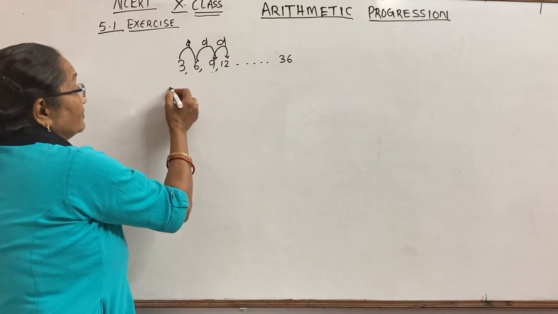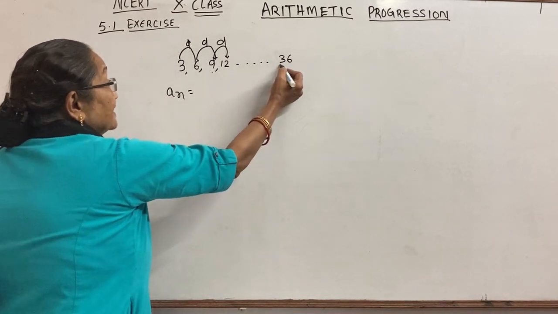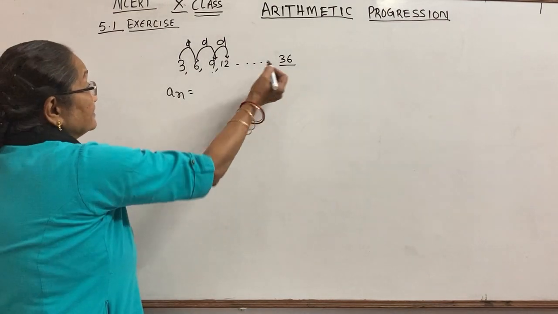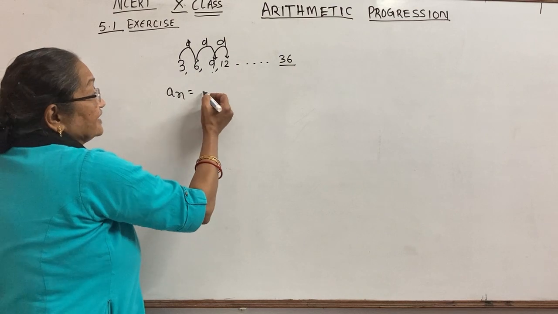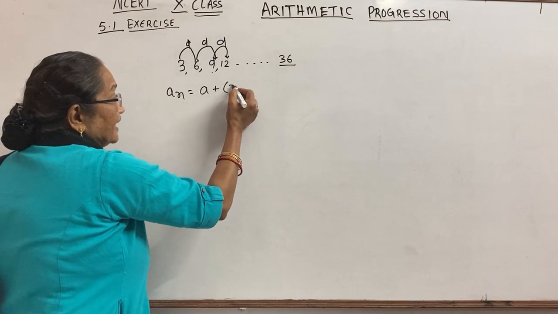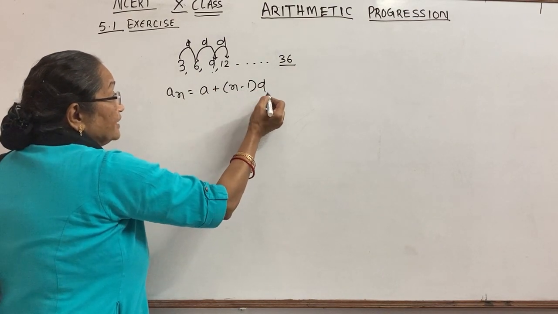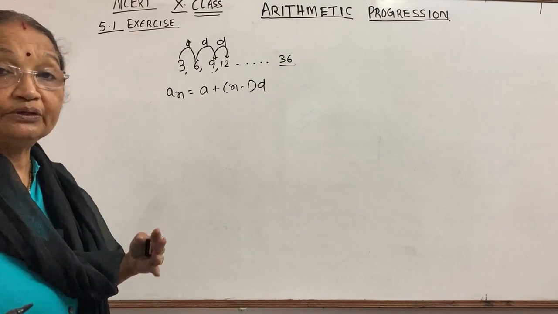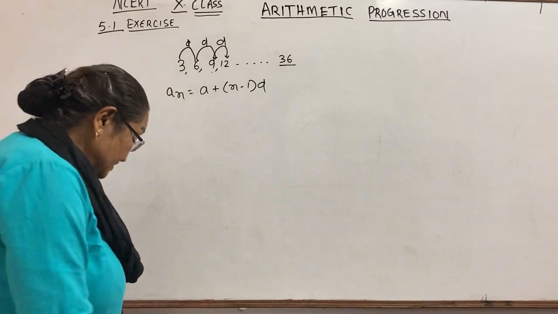So another formula we are going to see: AN means that is the nth term. The last term is known as what? Nth term. Here nth term is 36. Nth term equals to A plus N minus 1 into D. This formula, depending on this formula we are going to solve a lot of questions, isn't it?